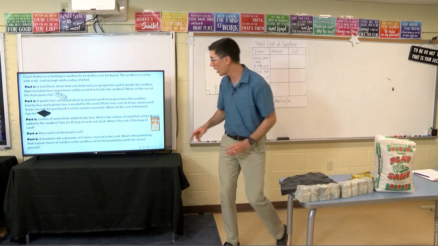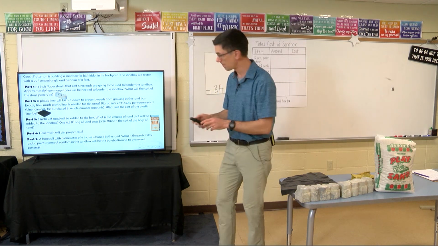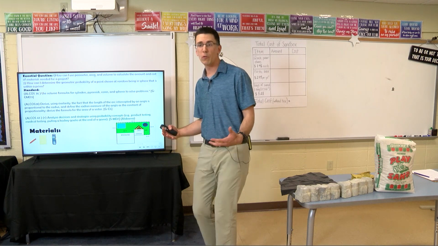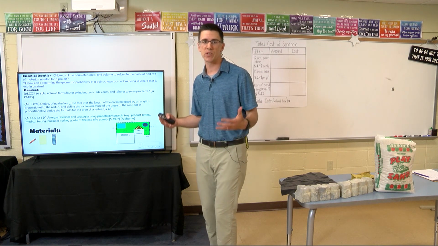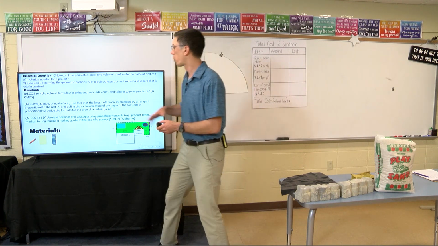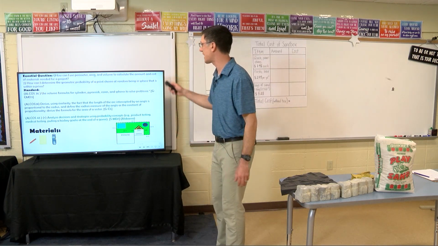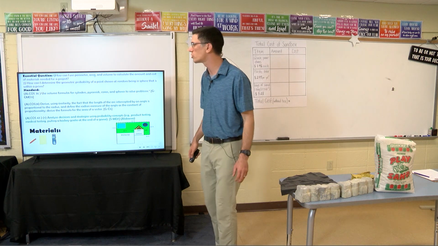Okay, so here we go. Let's go ahead and get rolling here. So essential questions. One reason that I really like this problem is because it combines perimeter, area, and volume. So how can we use those to calculate the amount and the cost of materials needed?